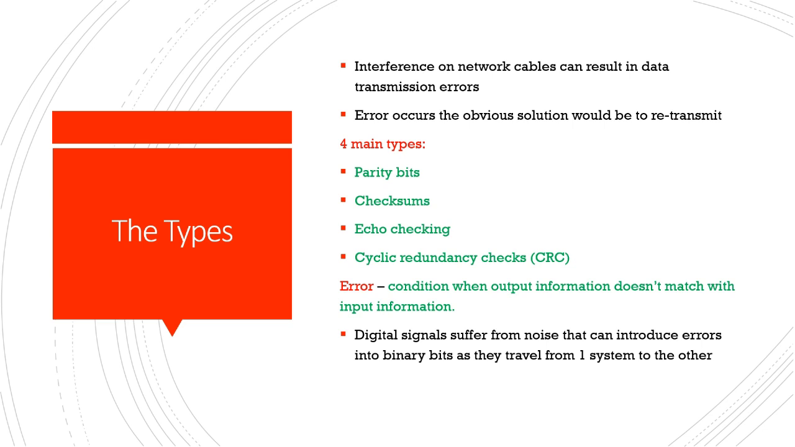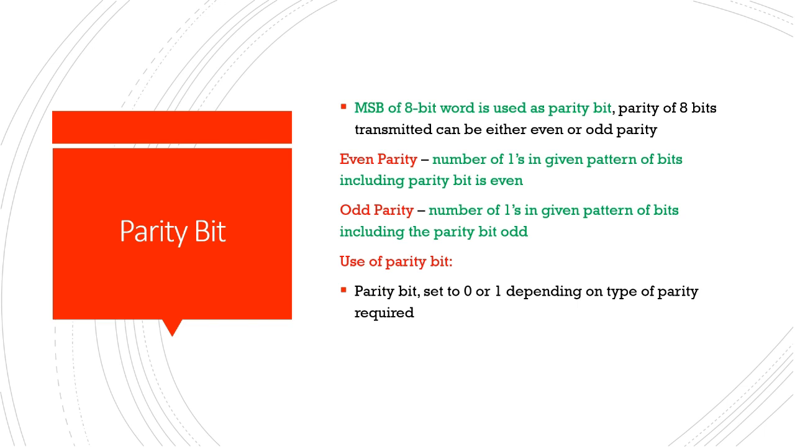So an error can be defined as a condition when output information doesn't match with the input information. Digital signals will suffer from noise that can introduce errors into binary bits as they travel from one system to another. Pretty basic stuff so far.